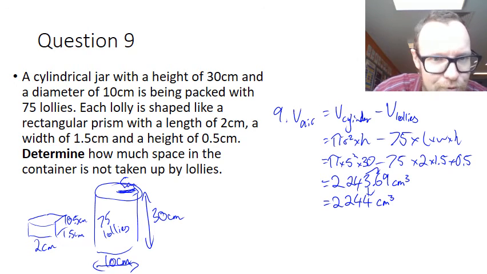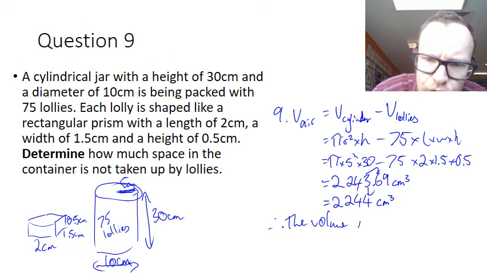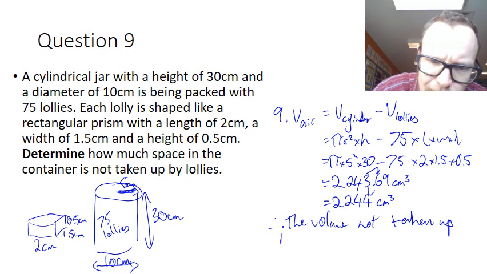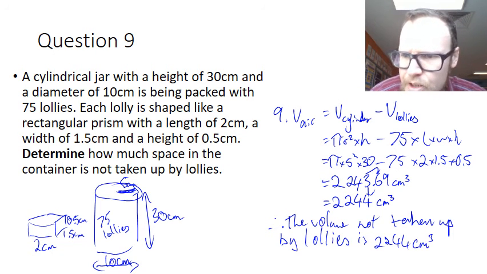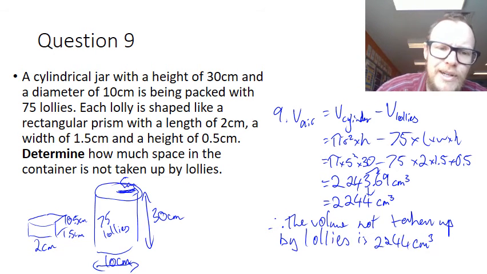We've been asked a question using words, so we need to say, therefore, the volume not taken up by lollies is 2,244 cubic centimetres. So, strategies for solving a problem like this.